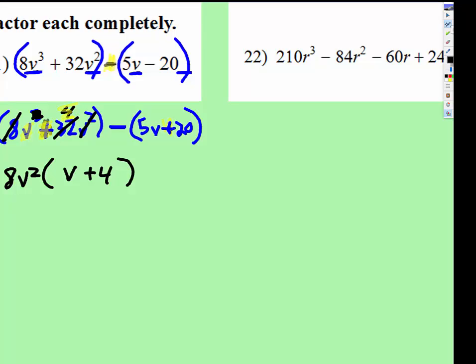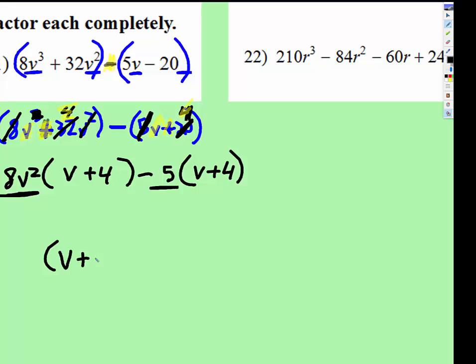All right, now we come over here. What do 5v and 20 have in common? Well, just a 5. A 5 gets pulled out. Notice that gets canceled. 20 divided by 5 leaves a 4, and v plus 4 again. So notice, well, first of all, they both share a v plus 4, so let's factor that out. Now I can cross that, and everything that is left will go in the second set of parentheses. And that is how you use the grouping method to quickly solve.